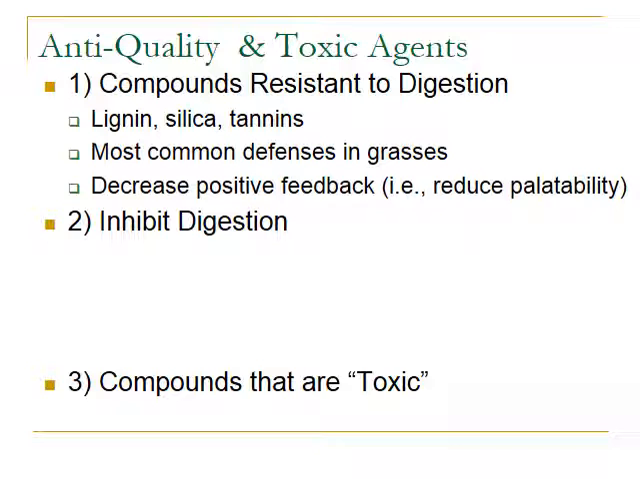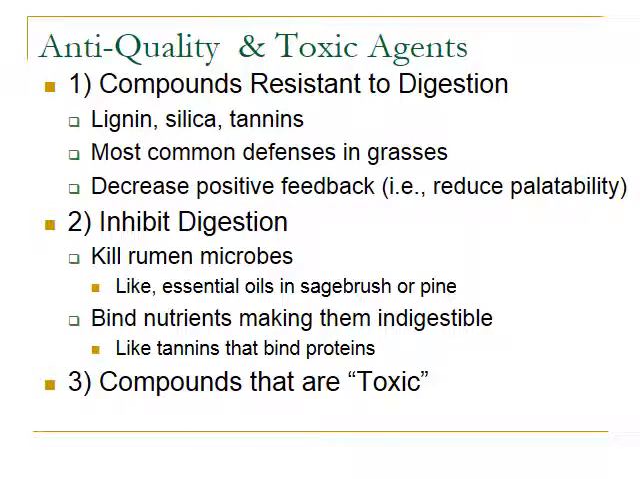The second set of compounds inhibit digestion. So they do things like kill microbes in the rumen so that the rumen is not as active and able to digest the diet. A good example is essential oils in either sagebrush or pine. One of the characteristics of those compounds is that they kill microbes, and since the rumen is full of microbes, if you have a lot of these compounds in the rumen, they can really reduce the efficiency of digestion. Others are things like tannins that bind with nutrients and make them indigestible. So tannins actually bind with proteins, and they make the proteins indigestible. So that's a second category of compounds, those that inhibit digestion.